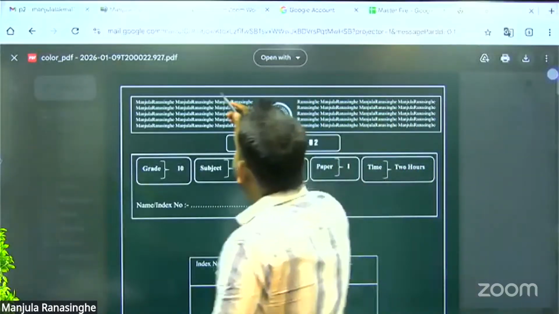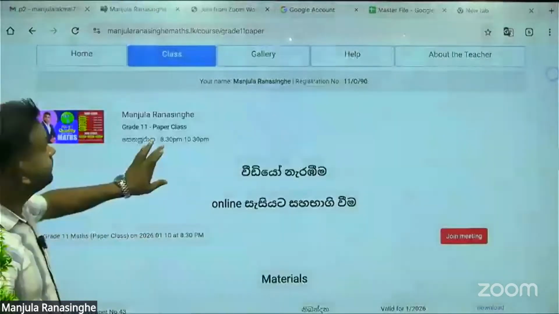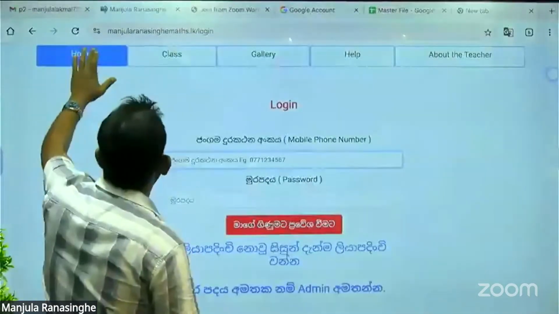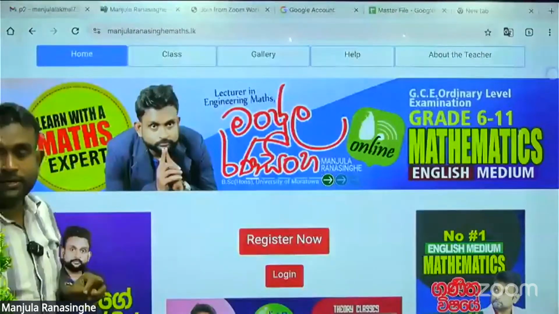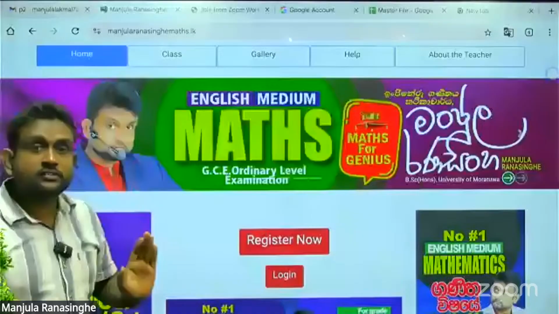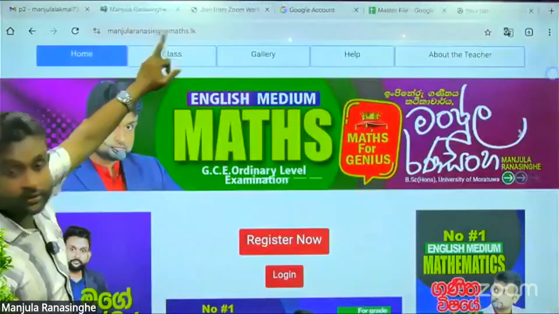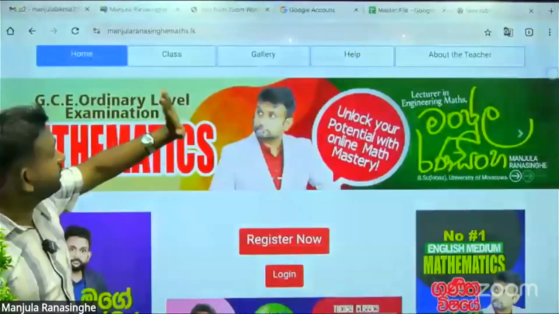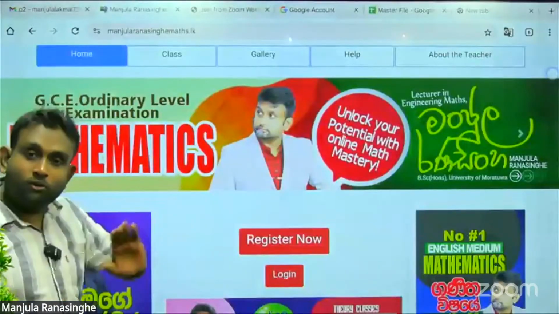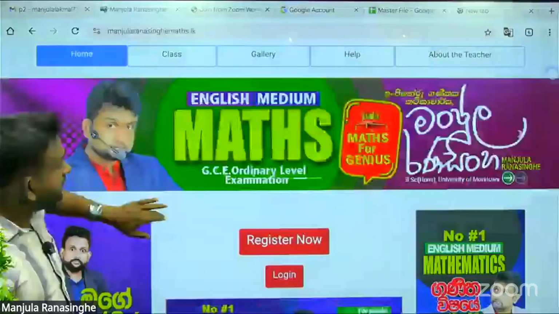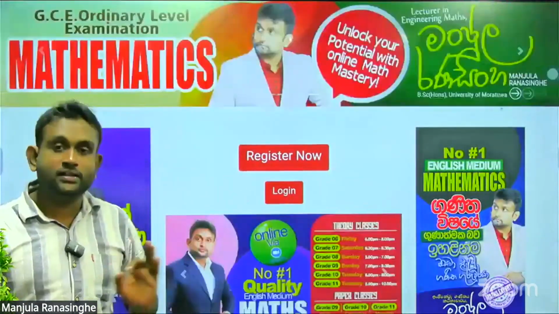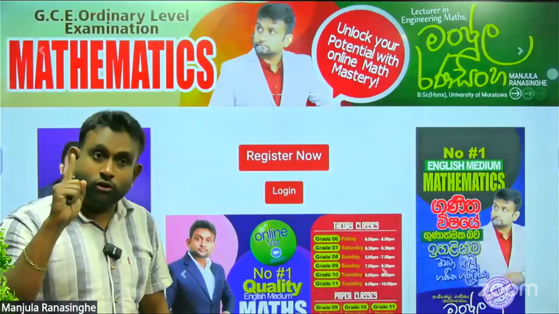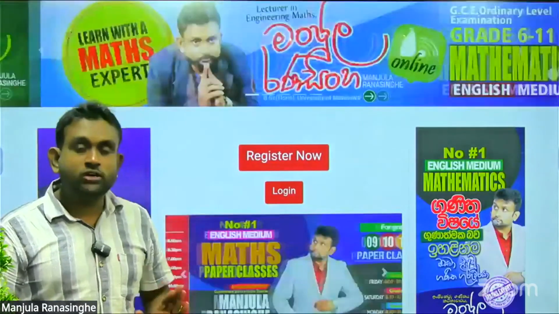Okay, imagine this is our website. You can search Manjula Ranasinghe Maths. Yesterday in the parents meeting I also told this, so you can see that recording too. This is our website, manjularanasinghemaths.lk. You can also type the link in Google. Then you should be a registered student, right? I think everyone is registered. That is done only one time.